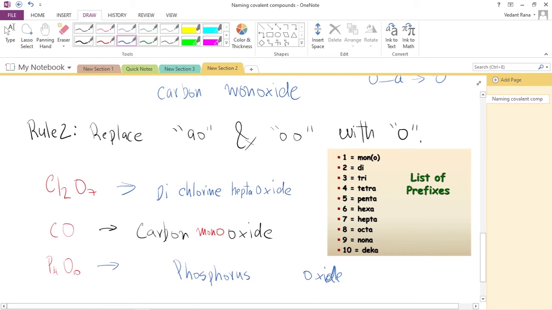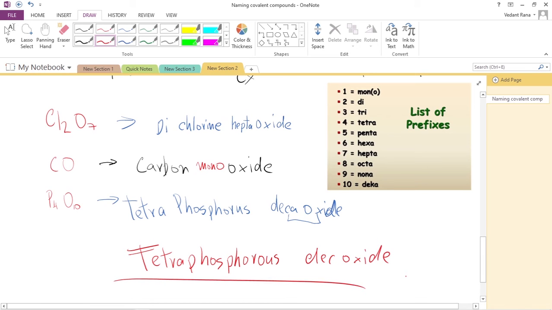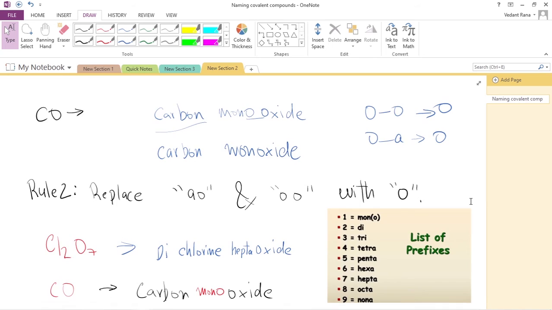We have 4 atoms of phosphorus, so we use the prefix tetra. We have 10 atoms of oxygen, so we use deca. We then get A and O together, so we replace this by a single O, and so the actual name of this compound is tetraphosphorus decoxide. So this was rule number 2.